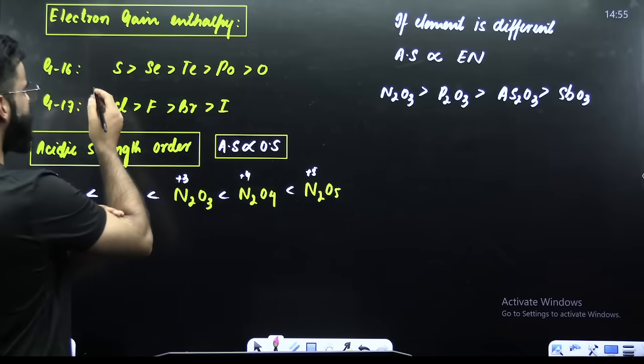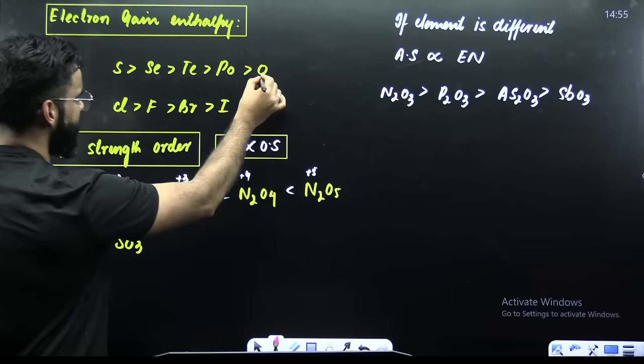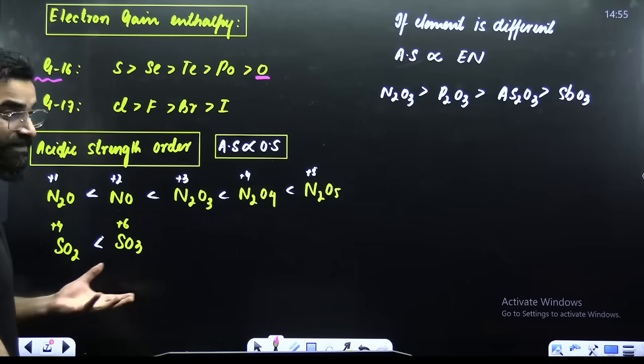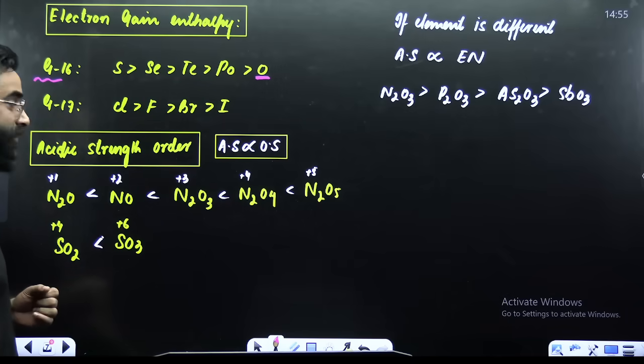Perfect. So oxygen should have maximum electron gain enthalpy in its group, but it has got the minimum, right? What is the reason? Reason is its smaller size, because of which it experiences more repulsions when the incoming electron comes.